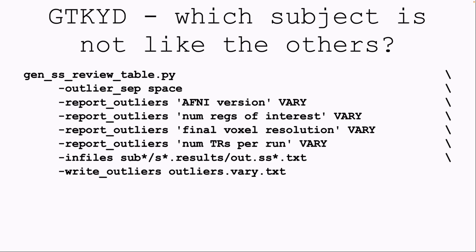It generates these reports, and we can take the output from every single subject's report and combine them across subjects with this tool called GenSSReviewTable.py. And we can have it look for outliers. For example, like here, we can say, what version of AFNI did we use to process the data? If it's different for one subject from another, will that have an effect on our data? Generally, you want to use one version of AFNI, not 5 different ones. So you want to reprocess your data with a consistent version.